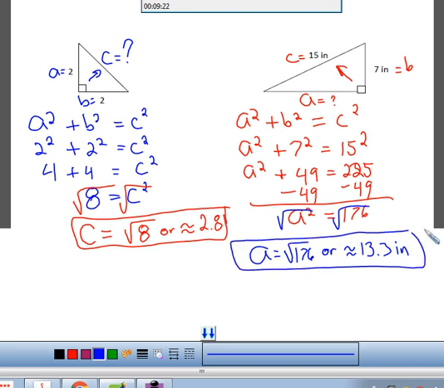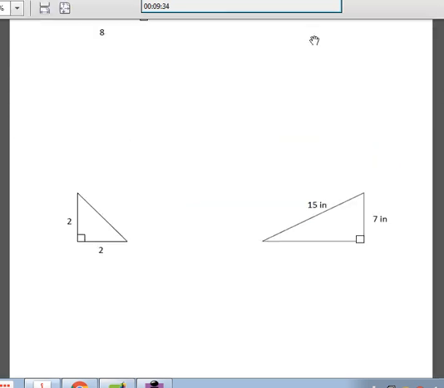So that is the Pythagorean theorem. There's a couple more examples on the next page, and that's part of your homework, so make sure you try page 3 on your own. The answers are at the bottom. Don't look at them. Use them after you try them.